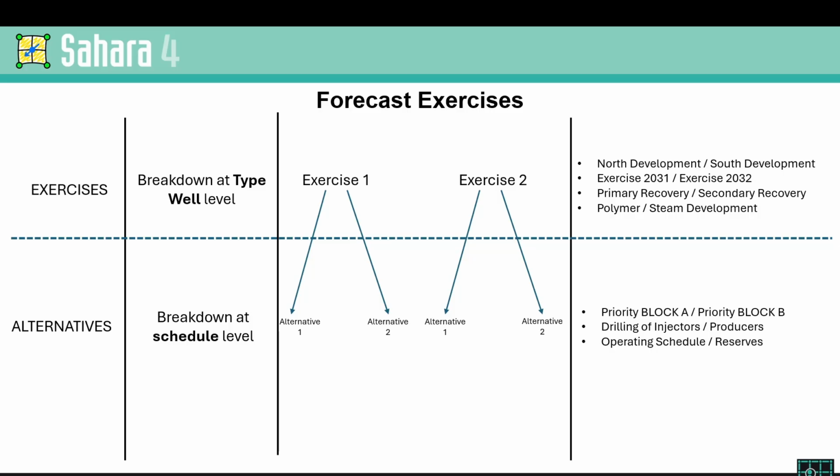Now that we understand which are the basic elements that define a forecast exercise, we are going to explain how they are organized inside Sahara. First, we have exercises. Exercises show us how different groups of tied wells are organized. Just to give some examples, let's say that we have two different areas of the field that we want to develop. We have tied wells that are defined as tied well A, tied well B, and tied well C, and they have one tied well A for the north side of the field and another one for the south side.